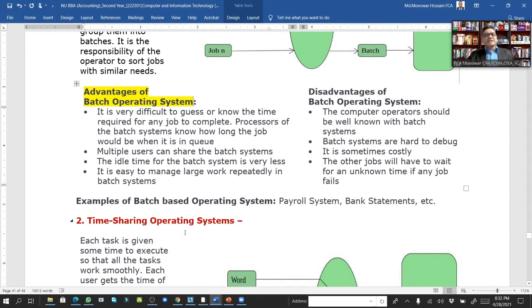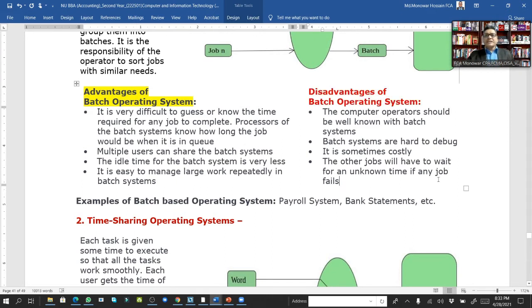There are some advantages of batch operating system. It is very difficult to know the time required for any job to complete, but the processor of the batch system knows how long the job will be when it is in the queue. Multiple users can share the batch system. The idle time of the batch system is very less. It is easy to manage a large work repeatedly in a batch system.